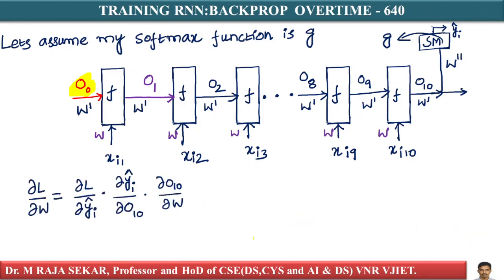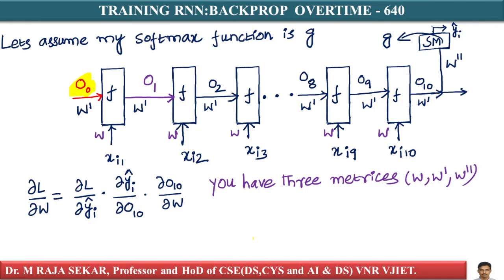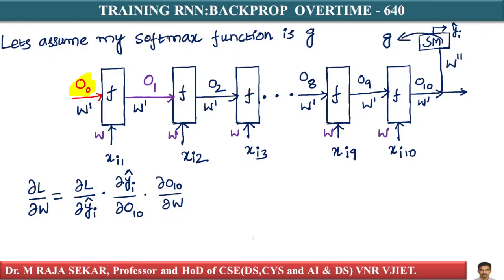In a similar manner, I can calculate dou L by dou W. L is a function of y. L depends on yi cap, which depends on O10. O10 depends on W. Now you modify W. Similarly, you can write it for W dash also. So when you are going forward, we went in the direction of arrows. While coming back, we come in exactly the opposite direction, isn't it? First we will modify these W's, then whatever modifications we make as we come back over time, this is called back propagation over time. It is a very simple concept.